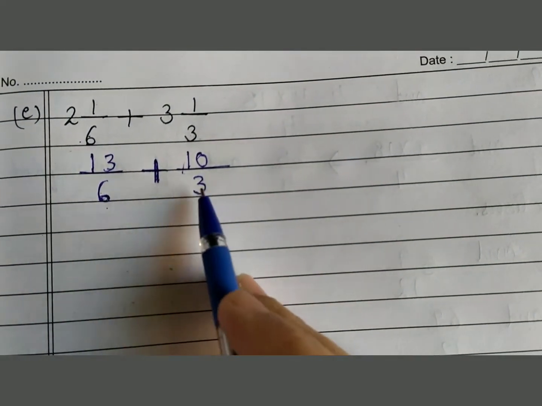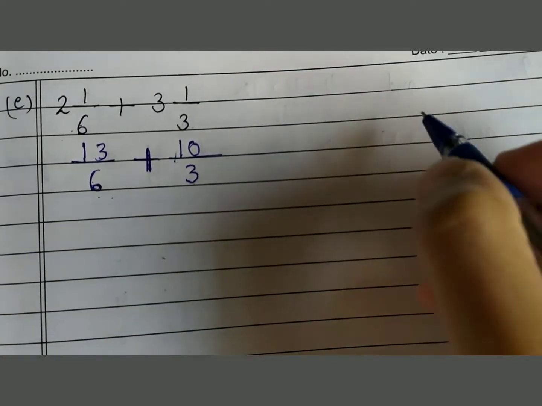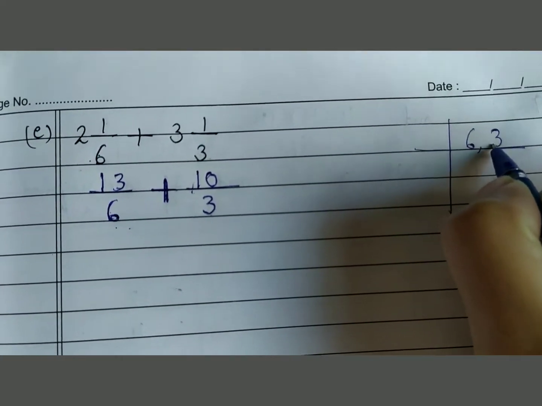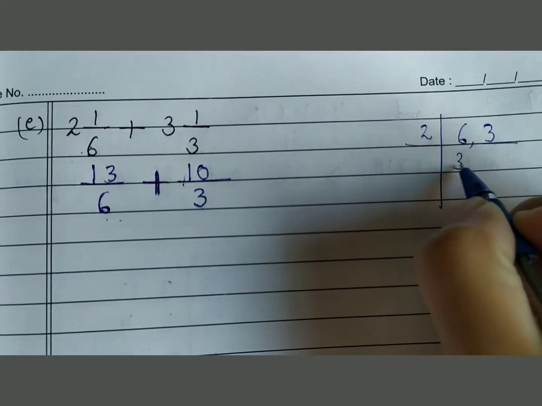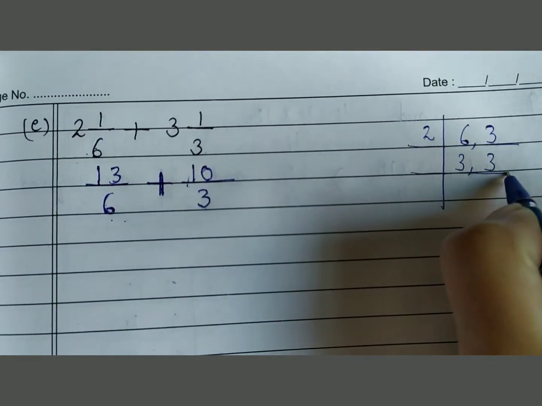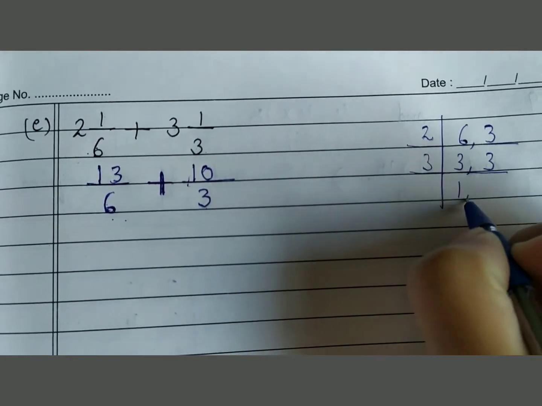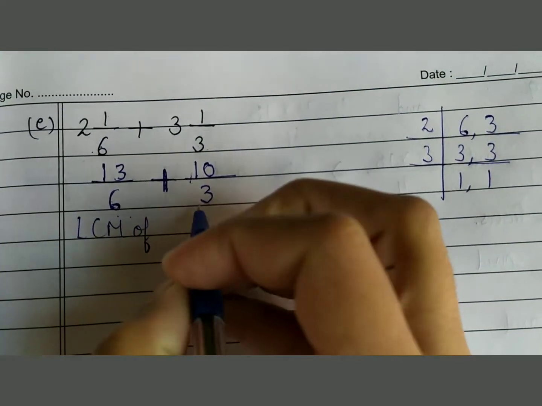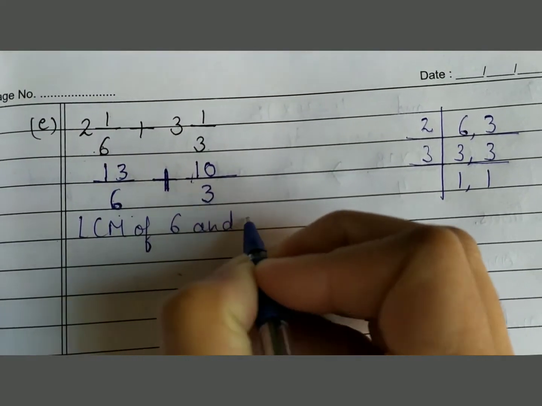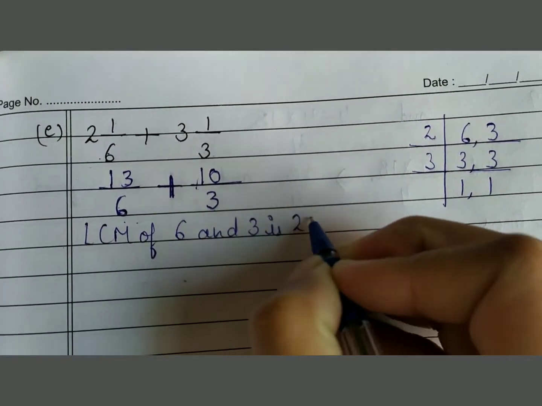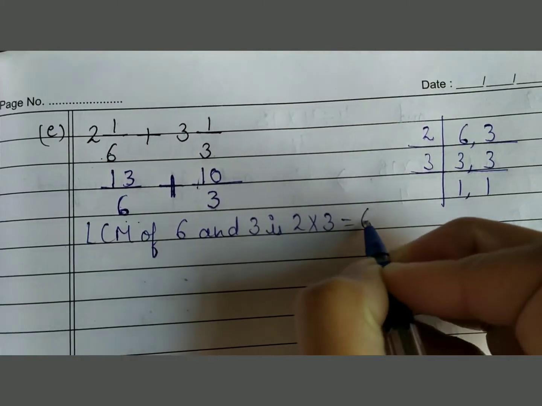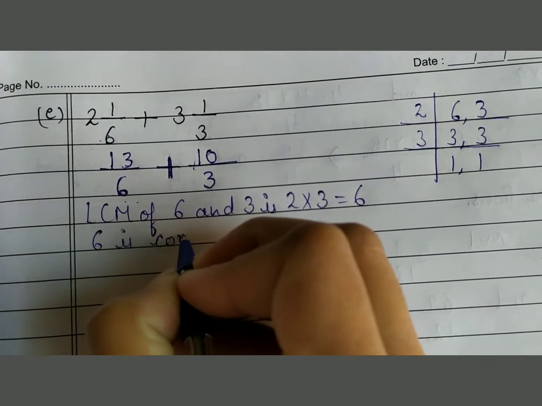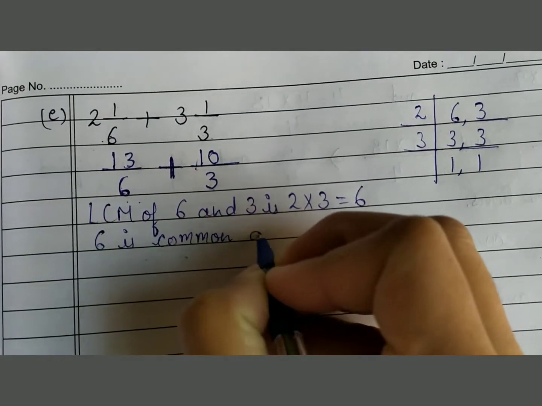In this fractions, the denominator is not common. Find out the LCM of 6 and 3. 2 3s are 6. 3 as it is, not divisible by 2. 3 1s are 3. LCM of 6 and 3 is 2 multiply 3, that is 6. Children, 6 is a common denominator.